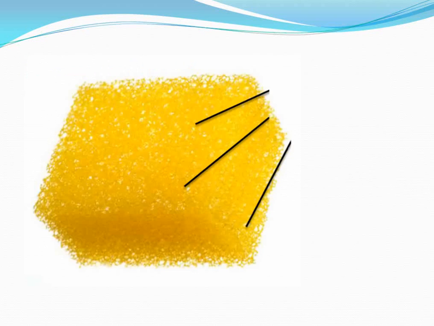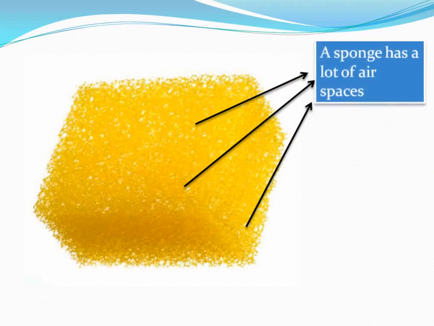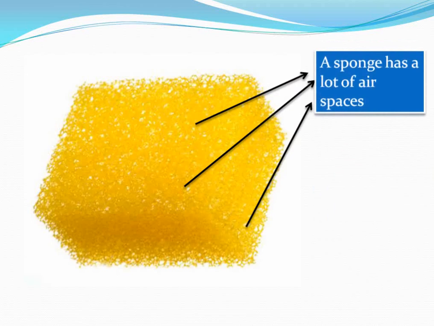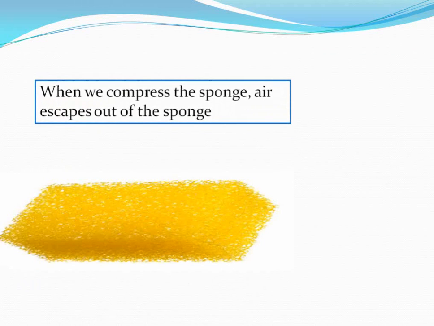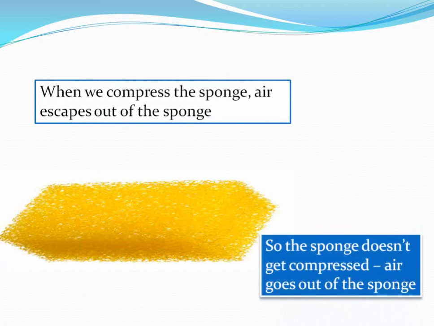The answer is that a sponge has a lot of air trapped in it. As you can see, there are so many air spaces here. When we compress the sponge like this, the air escapes out of the sponge, and that is why the sponge gets compressed. Note that the actual substance which forms the sponge is not getting compressed. The solid part of the sponge is not getting compressed. Air is going out of the sponge, and that is why we are able to compress the mass of sponge.